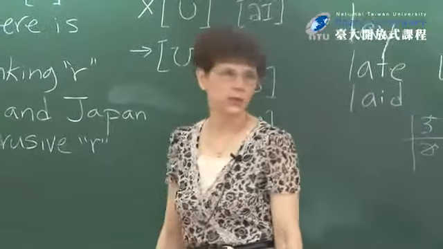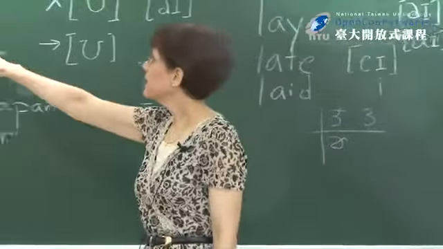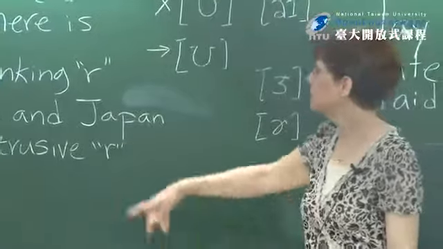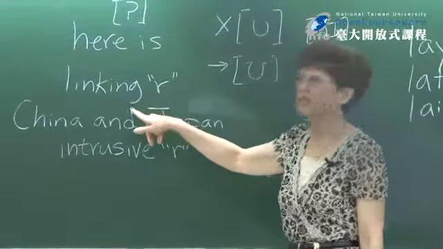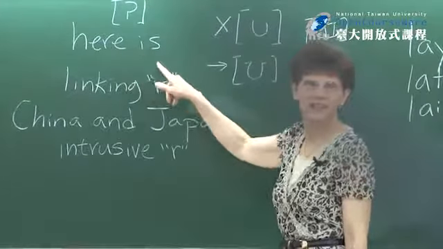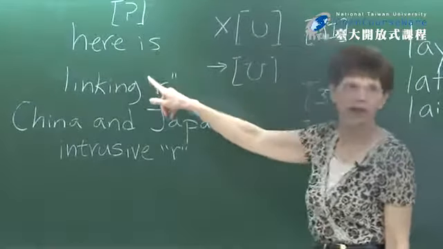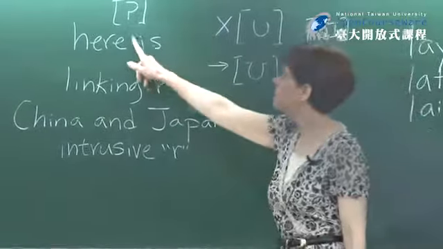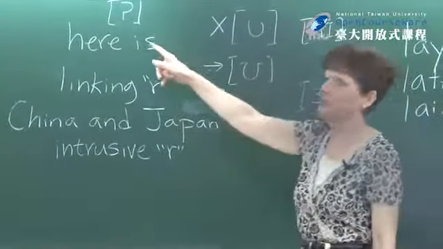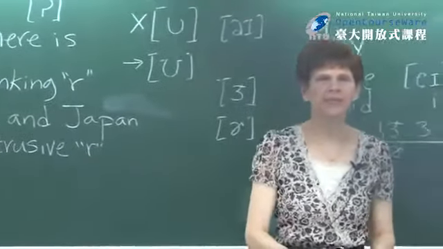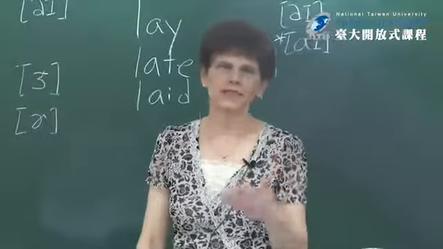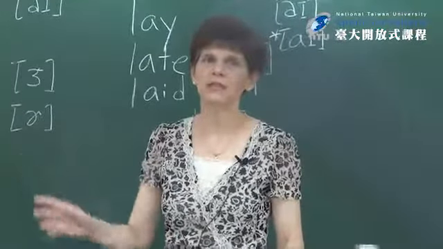A question that came up during the break. Karen asked if the R here was a kind of assimilation. I wouldn't call it assimilation. It definitely is a kind of linking. Because here is, in British, here is. If we don't link it with the R, what sound do we have between these words? We have a glottal stop there. You can avoid it, but it takes effort. Here is. It's almost impossible to get rid of that glottal stop if you don't have some kind of a linking sound.